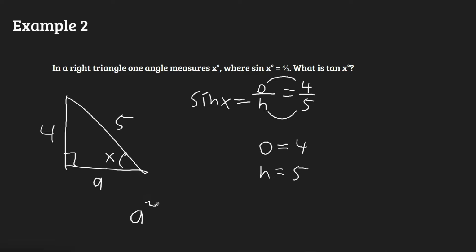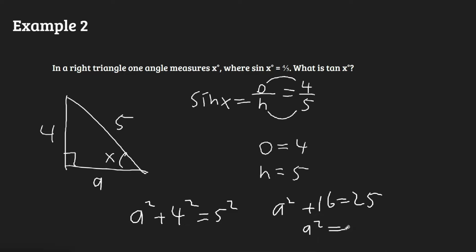So I can say our adjacent squared plus 4 squared is equal to 5 squared. Then I can say the adjacent squared plus 16 is equal to 25. So the adjacent squared, just subtracting 16 from both sides here, is equal to 9. So adjacent squared is equal to 9. And then that means our adjacent is equal to 3. So this is 3.